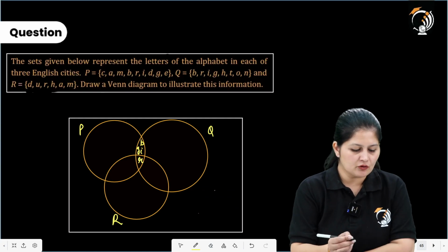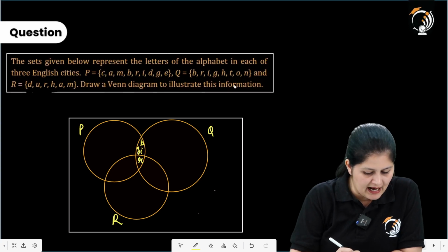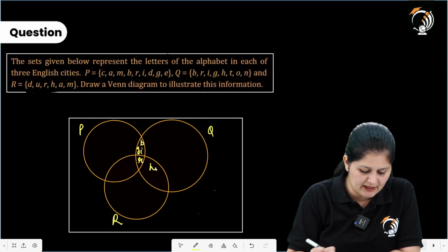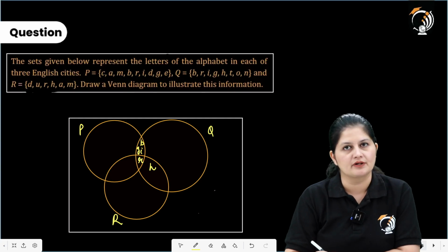So if I talk about the common elements for Q and R, we can see that B isn't common, R we have already mentioned, I isn't common, G isn't common, H is common, right? So H is again one more common element of Q and R. Further, T isn't common, O isn't common, N isn't common, right?